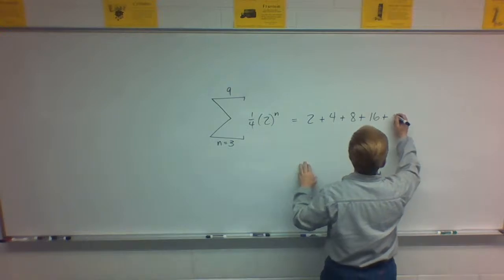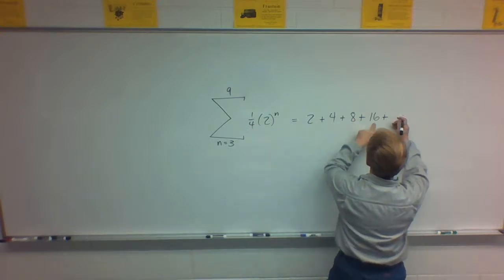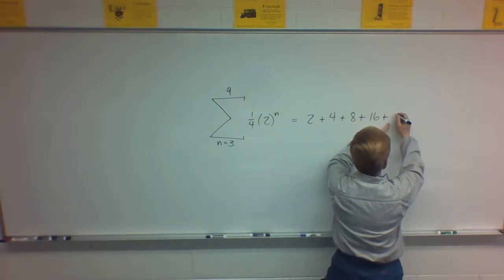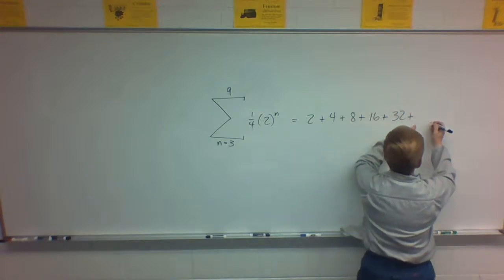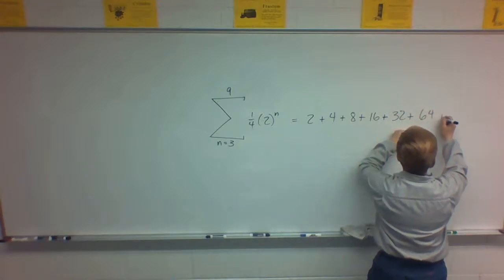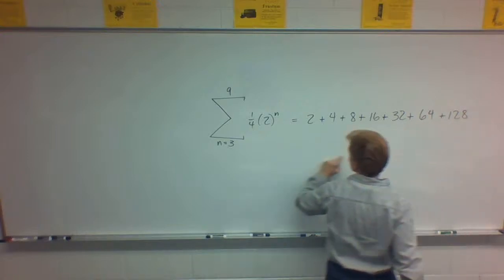Okay, so this will be 3, 4, 5, 6. Then 7 will be 32. 8 will be... okay. And then 120. Well, that wasn't so bad. Let's see if that actually works for that last term.